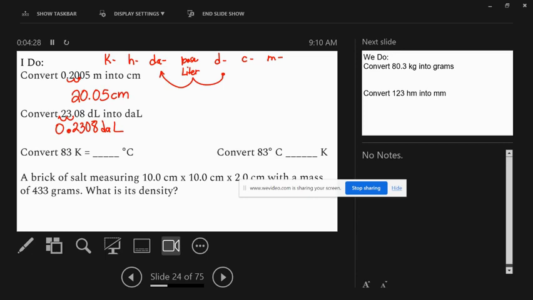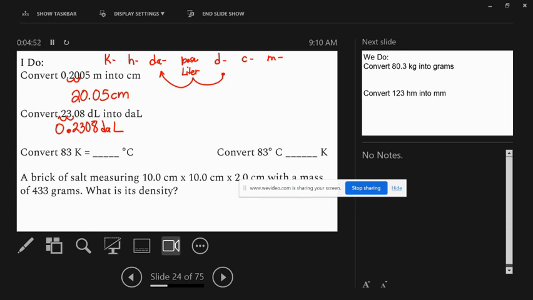You can remember it. King Henry doesn't usually drink chocolate milk, is what they call that, a mnemonic device? I think so. Yeah, I'll go with that. All right.